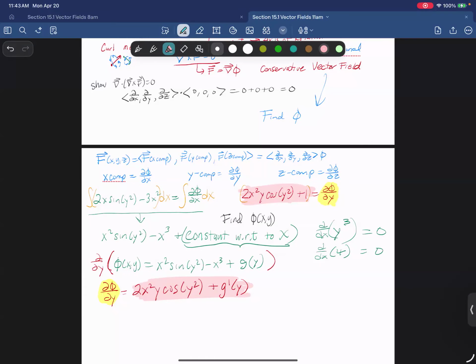Does that track? Does that make sense, if we had a potential function? If those two are the same, that means they're equal. And if they're equal, we can set them next to each other with an equality sign, and then we can figure out what g prime of y has to be. Does that make sense?